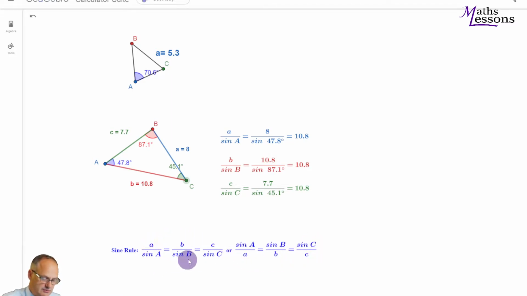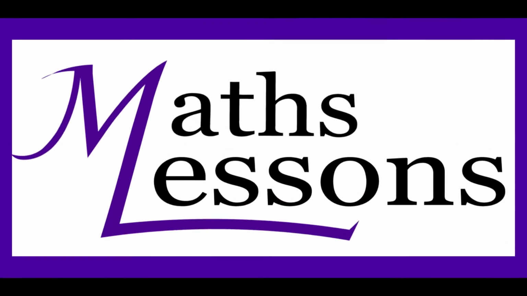And we use this version with the little letters on the top, the sides on the top, when we want to work out sides, because it makes the algebra easier. And we use this version when we've got the angles on the top to work out angles, because again, it makes the algebra easier. Right, so let's look at some examples.